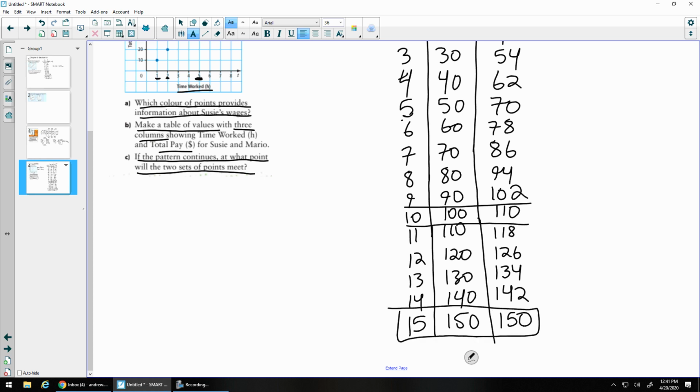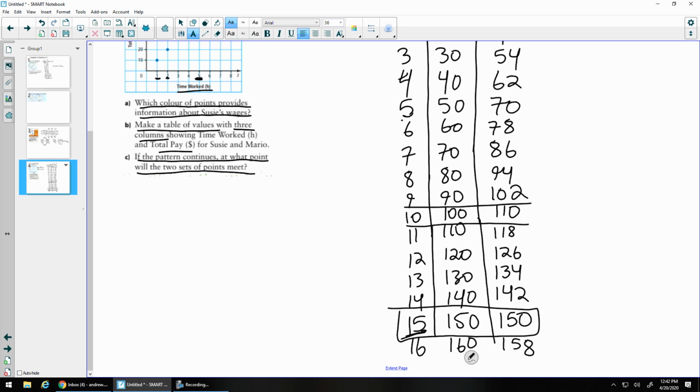And then after that, what's 16? That's going to be $160 for Mario and only $158 for Susie. And that's going to continue. Mario's is going to be increasing more than Susie's. And so after 15 hours worked in a month, Mario actually will be making more money.